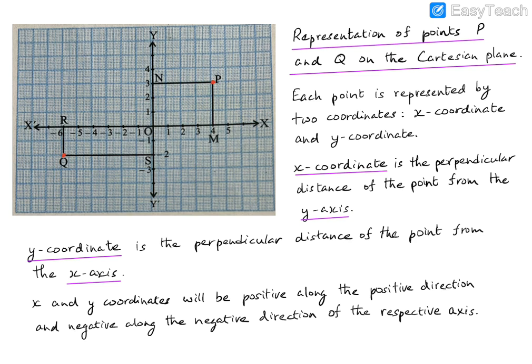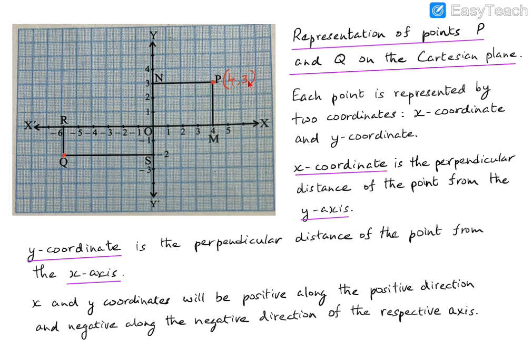Let me use a different color here. For the point P, the x coordinate is the number 4, and the y coordinate is the intercept of the line between the point P and the y-axis. So that intercept is the number 3 on the vertical axis. So the y coordinate will be 3. So we represent these numbers in a bracket. So the point P is denoted by the x and y coordinates.